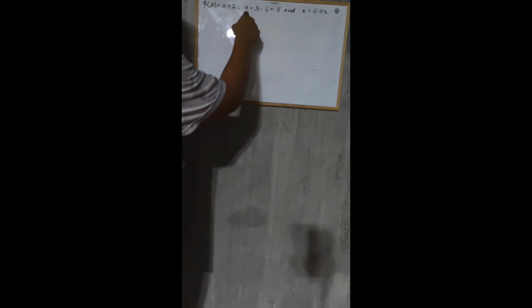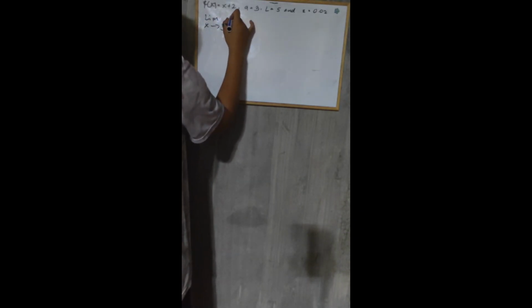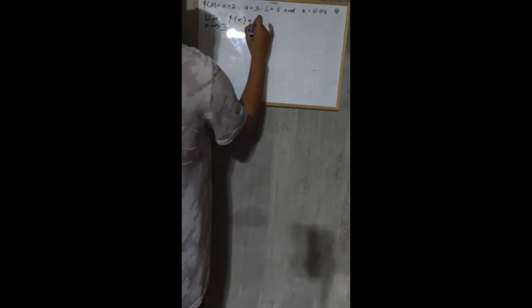So now let's get to some solving. f of x is equal to x plus 2, the point a is equal to 3, L is equal to 5, and epsilon is equal to 0.02. My professor wanted me to prove that the limit as x approaches 3 is 5. So how am I going to prove this? I'm going to use the epsilon and delta definition.